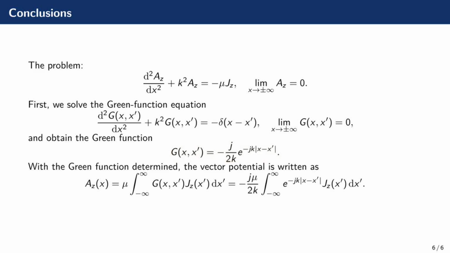Once the green function is known, the vector potential can be written as the integral of the green function multiplied by the source current density, J sub z. This is explicitly given by this equation. In this way, the original differential equation is reduced to an integral representation using the green function. This is the basic idea of the green function method. The green function gives the response to a unit point source, and we superpose those responses to construct the solution for an arbitrary source distribution.